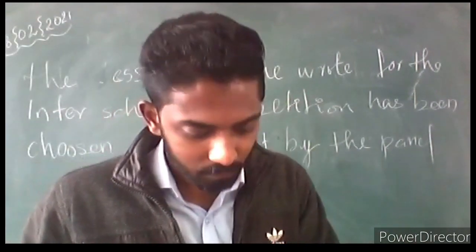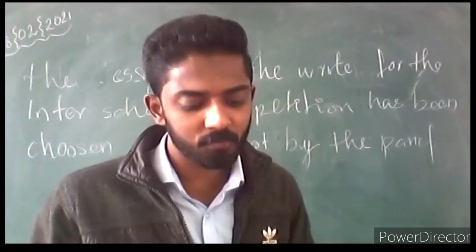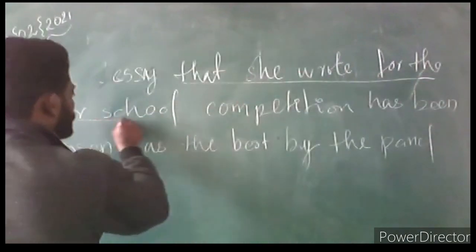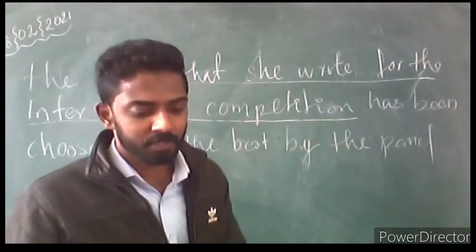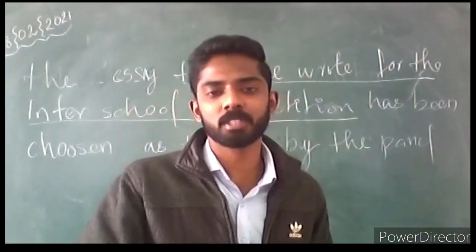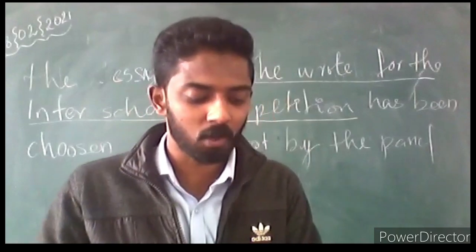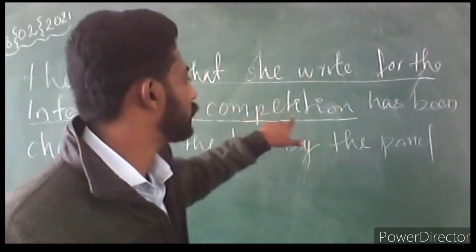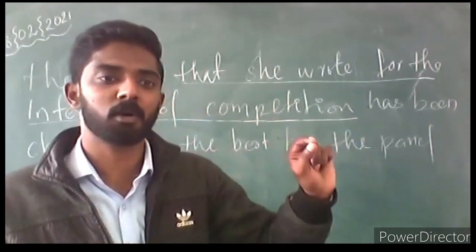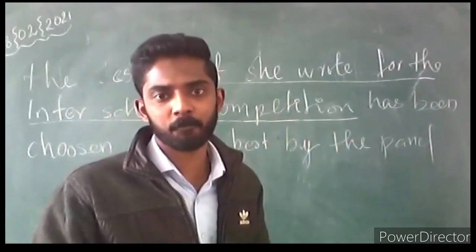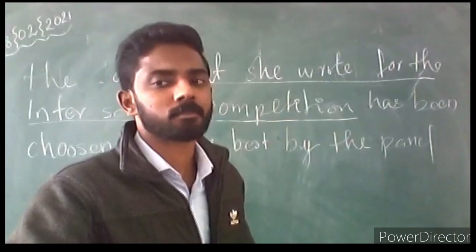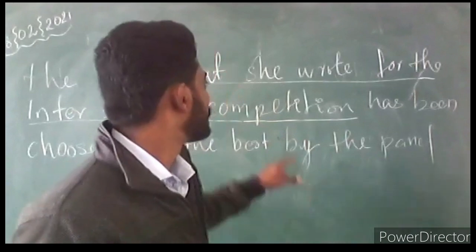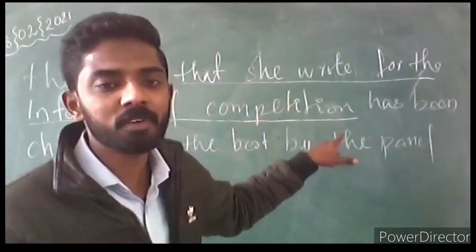So here, that she wrote for the inter-school competition is the defining or restrictive clause used in the sentence, which means a clause which is the crucial part of the sentence, because this underlined clause gives detailed information about the particular thing which is happening there. So we can tell that this is the most important part of a sentence.